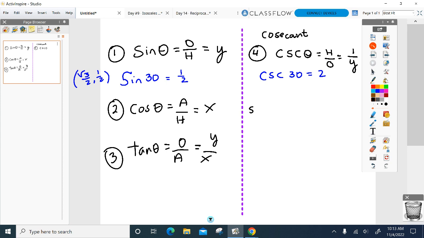The next new one is called secant. Any guesses on the abbreviation? SEC. Notice what I put it next to on the other side. Cosine. It is cosine flipped. Okay? Cosine and secant go together, but it's cosine flipped. So if I had a right triangle, I wouldn't do A over H, I do H over A. And if I was on the unit circle, I would take the x coordinate and flip it.